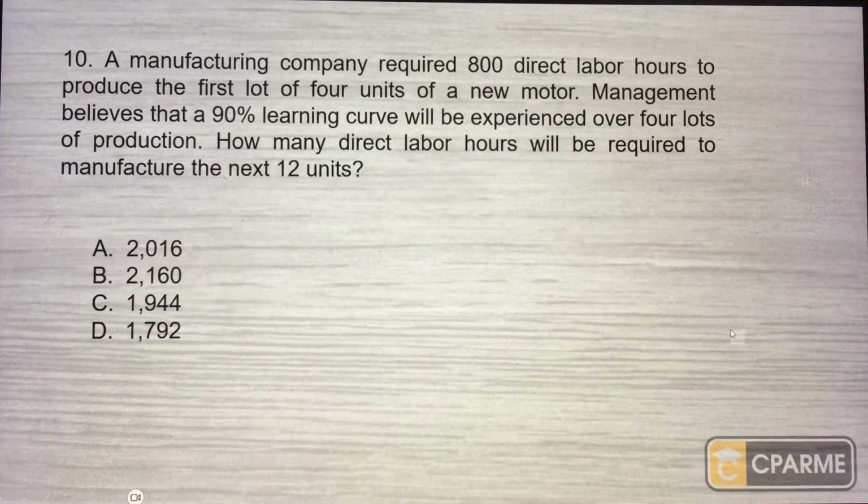How many direct labor hours will be required to manufacture the next 12 units? A manufacturing company required 800 direct labor hours to produce the first lot of 4 units of a new motor. Management believes that a 90% learning curve will be experienced over 4 lots of production. So how many direct labor hours will be required to manufacture the next 12 units?